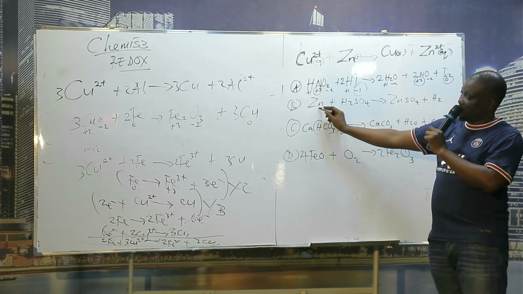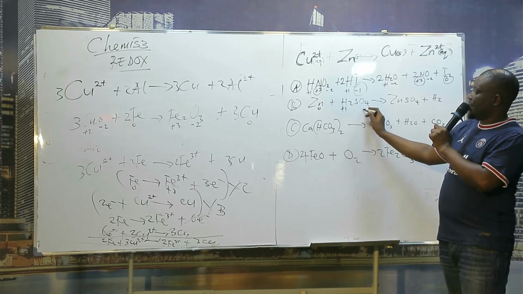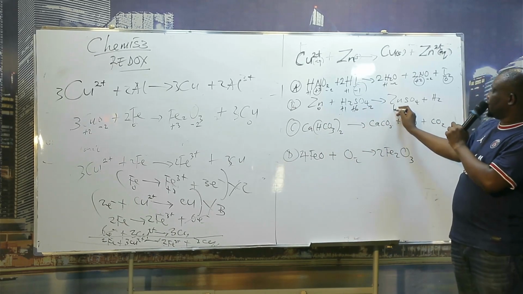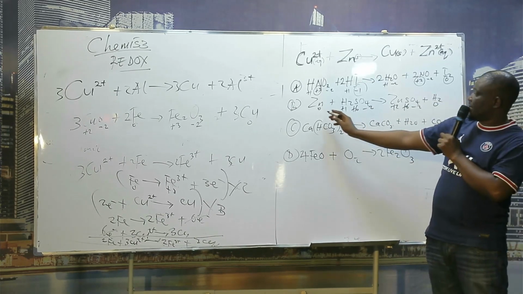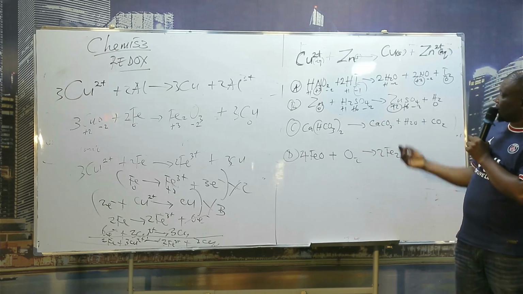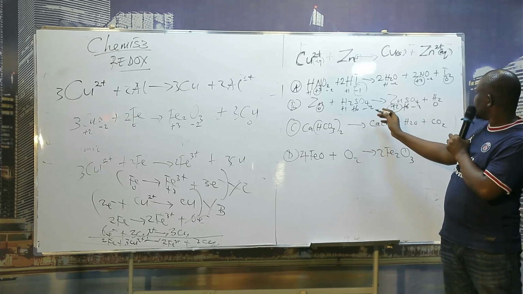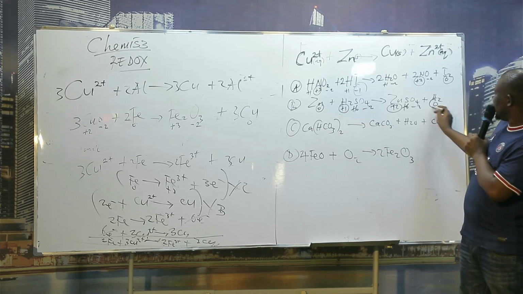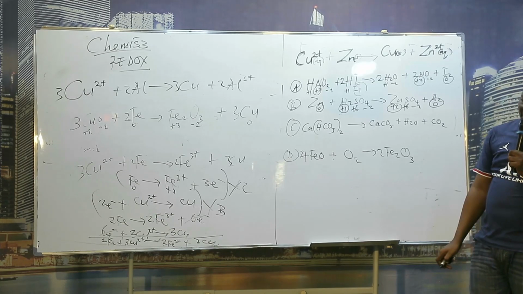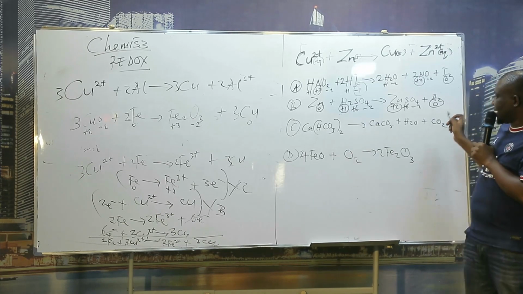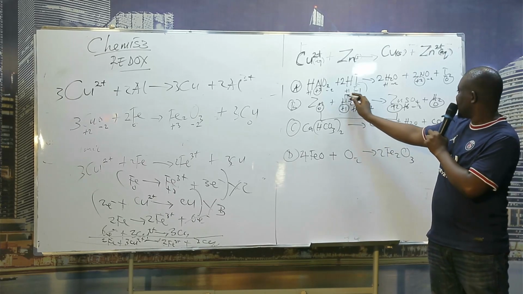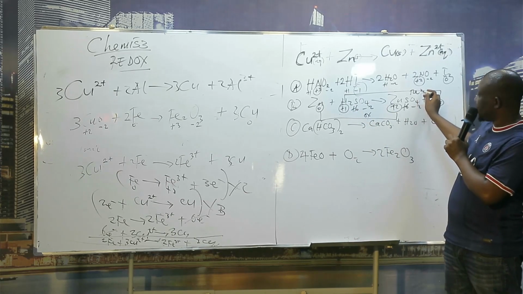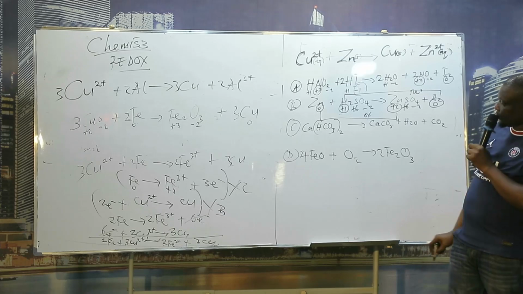Let's check the second one. 0, plus 1, minus 2, plus 6, plus 2, minus 2, plus 6, 0. This to this is oxidized. This to this is what? Reduced. Option B is redox.